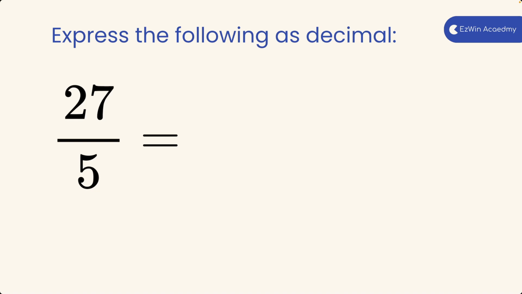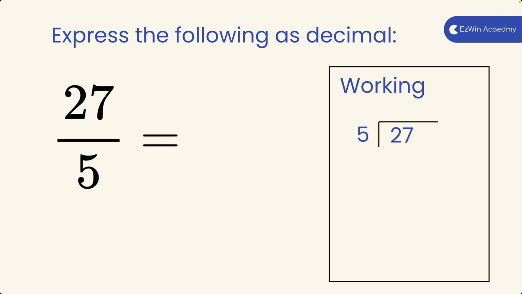So same thing, pause this video, try out your workings and see whether you got the correct answer. If you're done, you can unpause the video to see if you get the correct answer. All right, so let's see if you got this correct. So can 27 be divided by 5? Yes, but what is the closest to the number 27, which is also a multiple of 5? If your answer is 25, you are right.